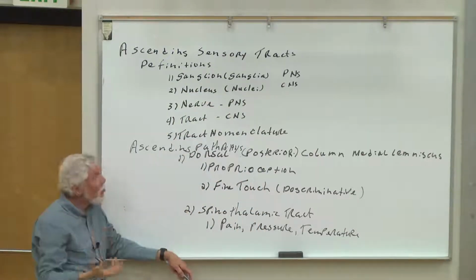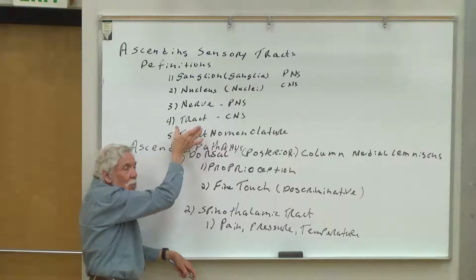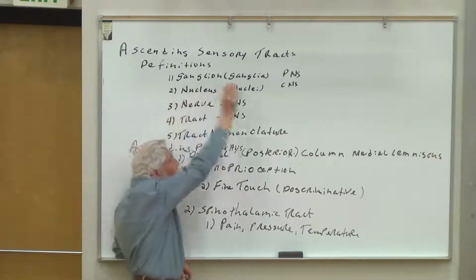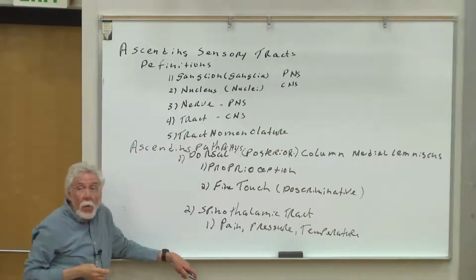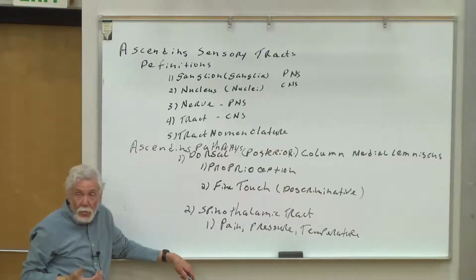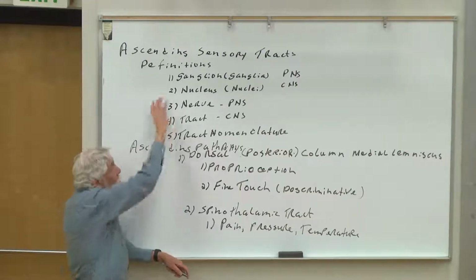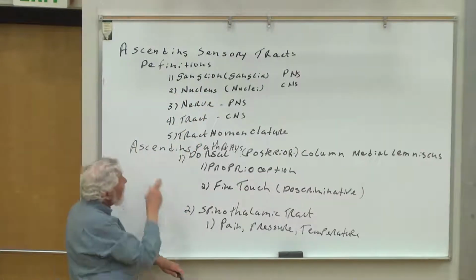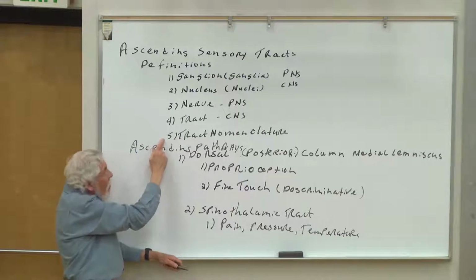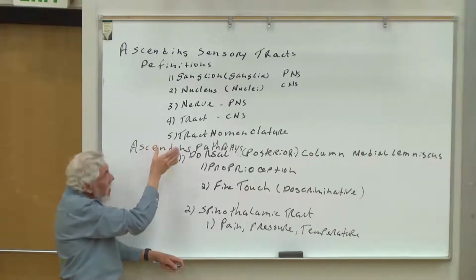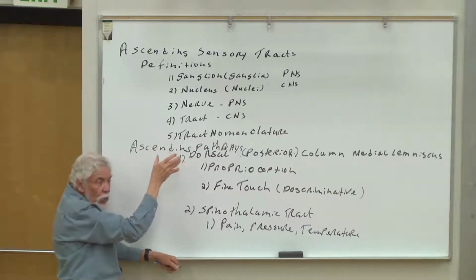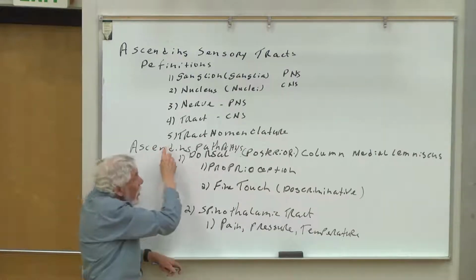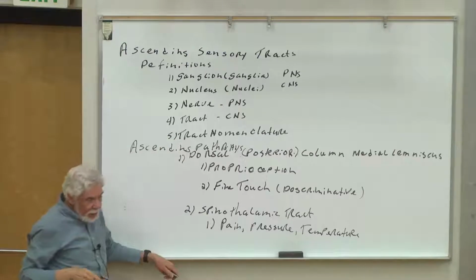And as we said last time, a tract is a bundle of conductile processes in the central nervous system, and a nerve is a bundle of conductile processes in the peripheral nervous system. So again, this is important to keep your head around as we walk through things today. And then finally, this is a really important point that comes up all of the time. This is the nomenclature that we use in the central nervous system. This nomenclature is the nomenclature of tracts.